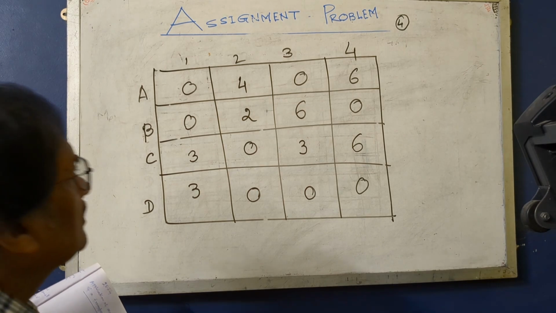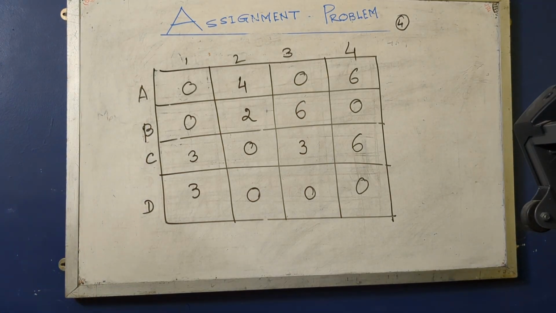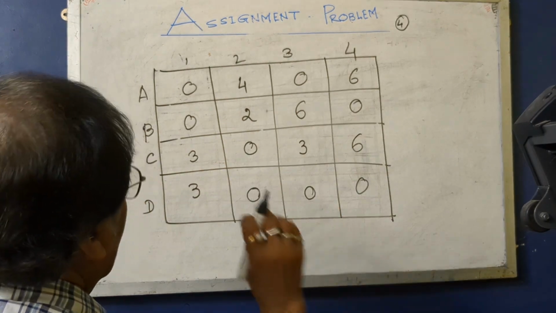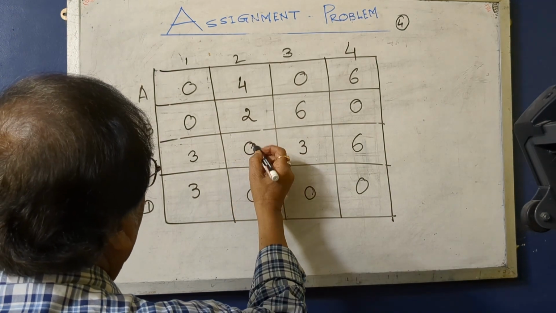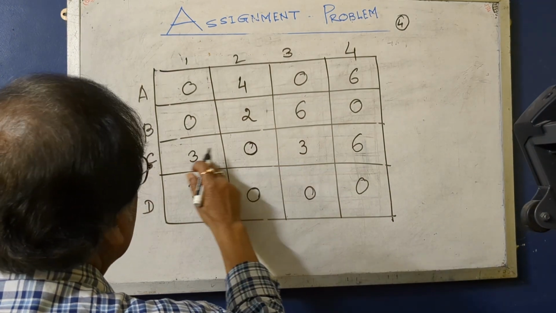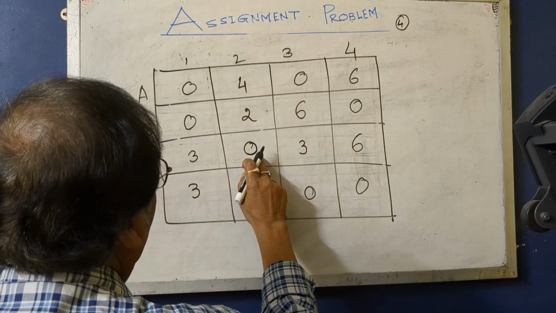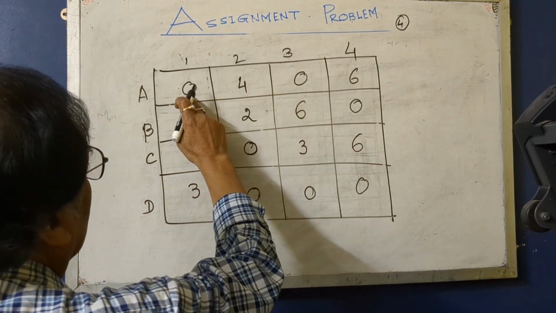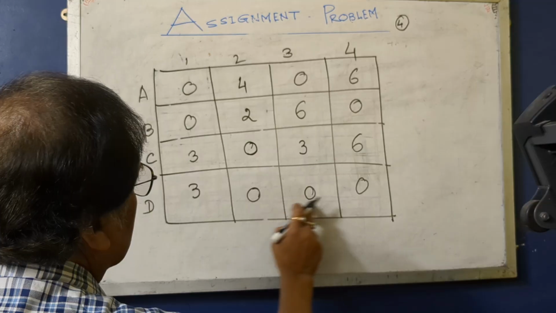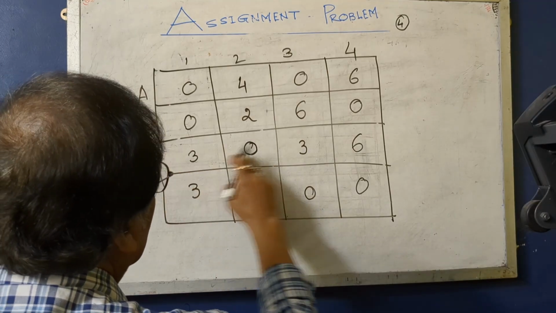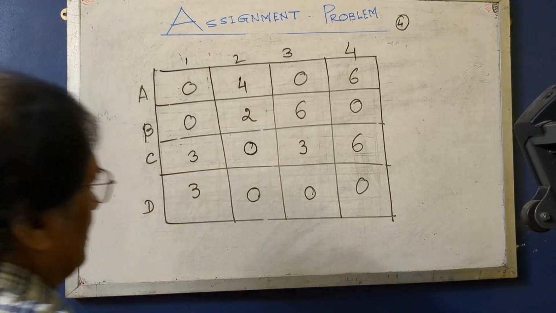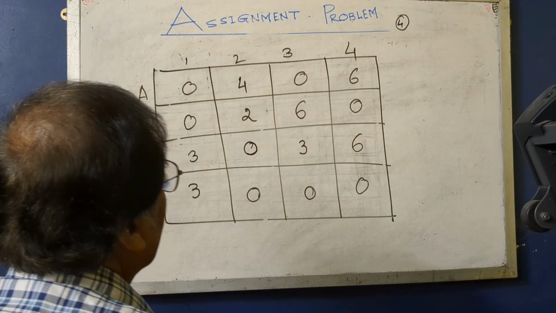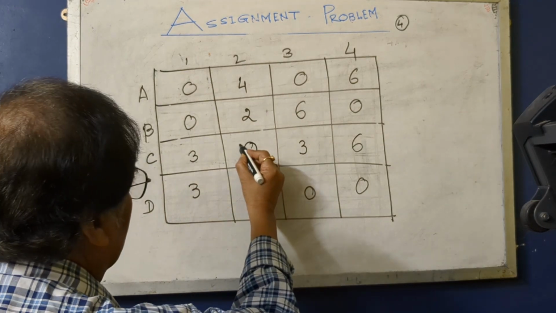How will you allocate it? First, you start with the row where there is only one zero. In this row, you see only 1 zero present. In this row, 2 zeros. In this case, also 2 zeros are there. But in this row, there is only 1 zero. If there is any row or column with only 1 zero, you have to allocate to that.